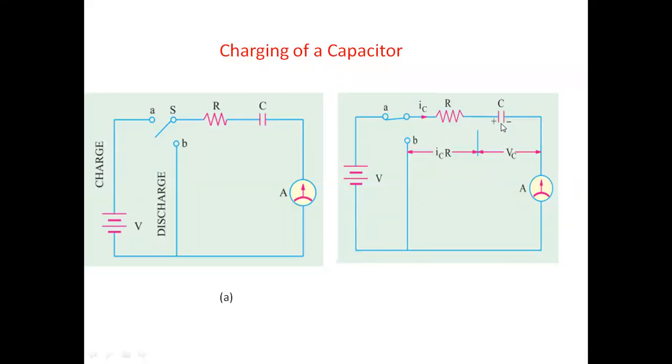So the voltage across the capacitor increases exponentially, and the current is exponentially decreasing. When the capacitor is fully charged, the current through the capacitor is zero. Initially, the current through the capacitor is maximum, and that maximum current is obtained by capital V by capital R.